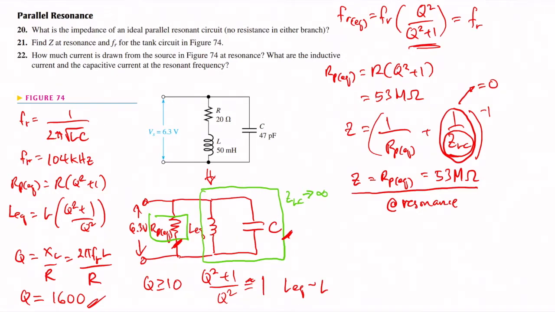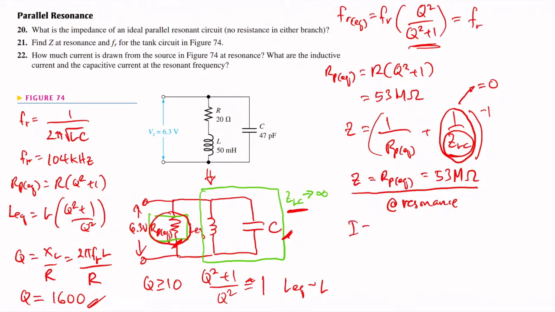How much current is drawn from the source in figure 74 at resonance? Since this is infinite, we know that this tank circuit doesn't draw any current at all from the source. Only this resistor draws current from the source.